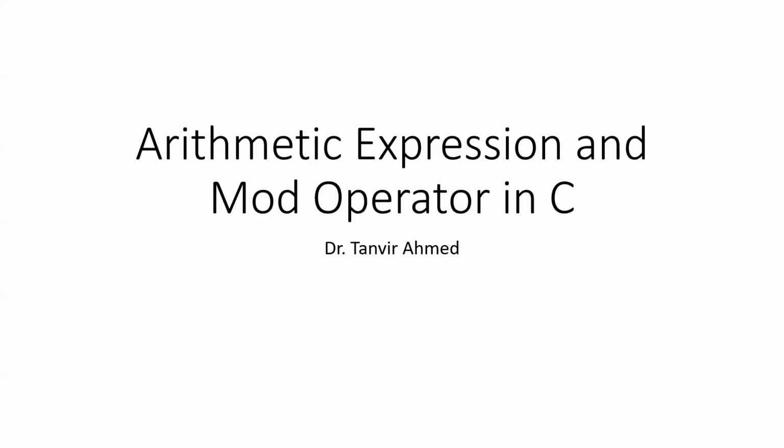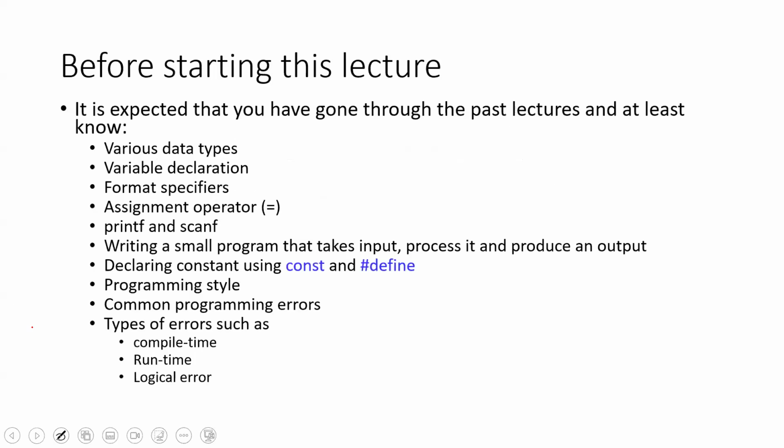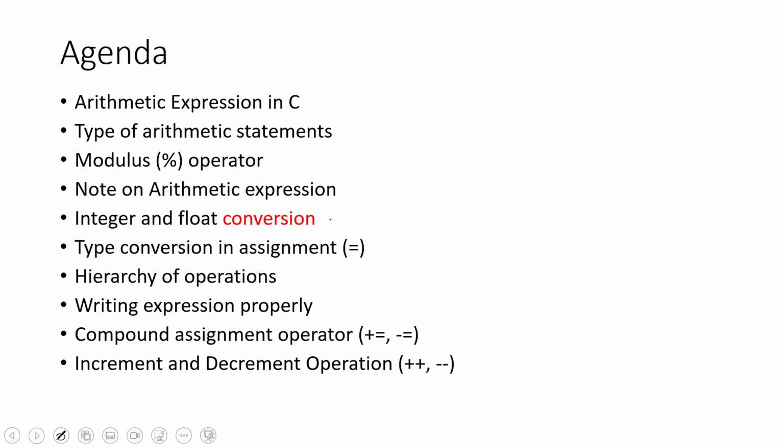Okay, so what is an arithmetic expression? Before starting this lecture, make sure you know all of these things we have learned before: what is a constant, hash define, compiler error, runtime error, and everything you have learned so far. So we'll be learning arithmetic expressions in C. We'll be learning the mod operator. We'll be learning conversion during arithmetic operations, and then the hierarchy of operators, and so many cool things. So let's get ready.